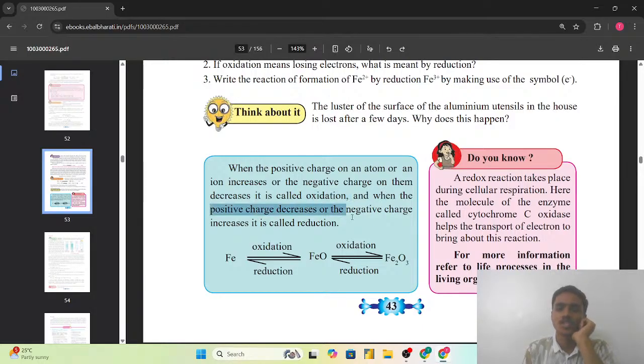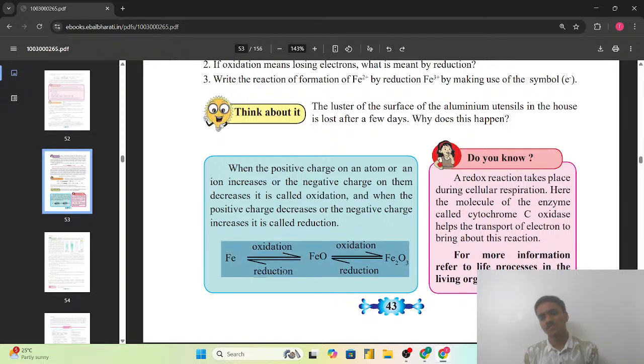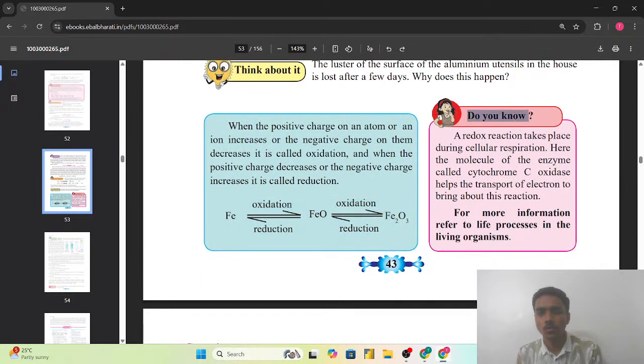And when the positive charge decreases and negative charge increases, reduction reaction takes place. Iron oxidation, Fe2O3 reduction, Fe. Simple. Do you know a redox reaction takes place during cellular respiration?